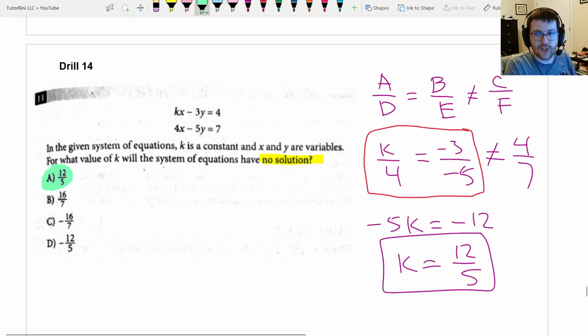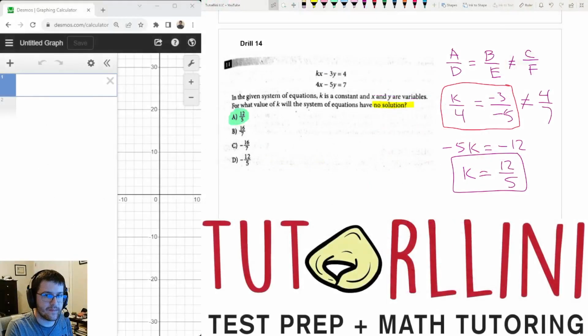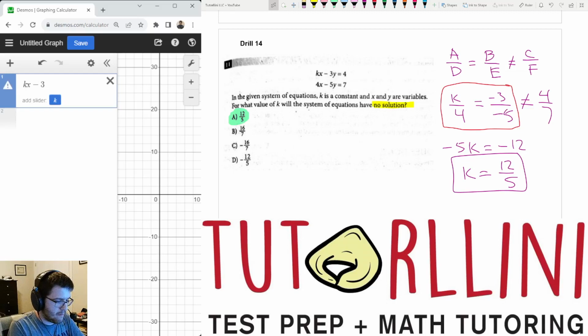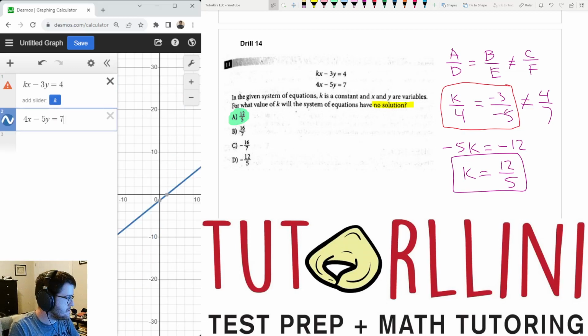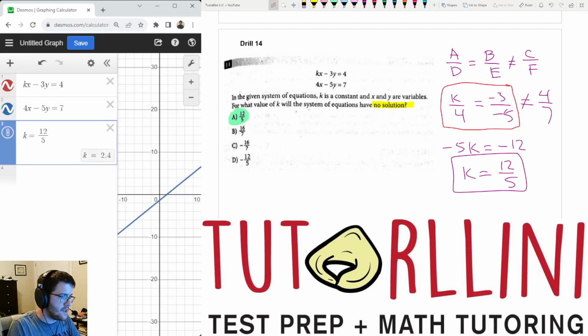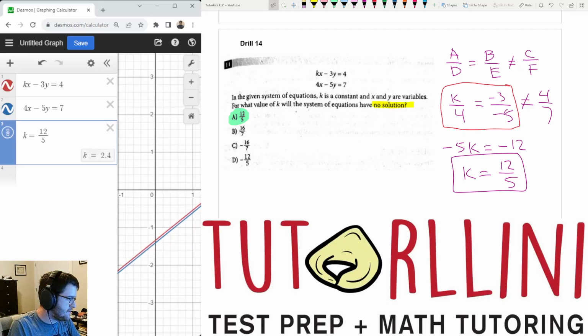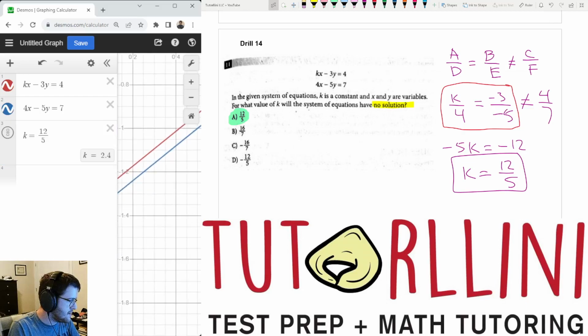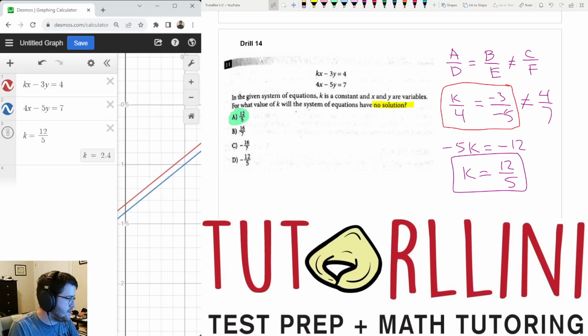And because this is multiple choice, Desmos would have been really good for this one. And also, just for the sake of it, even if it's a student-produced response, check your answer. So let's come over here. Kx minus 3y equals 4. And 4x minus 5y equals 7. And now we're going to do k equals 12/5. And if I zoom in, I see that that has no solution.